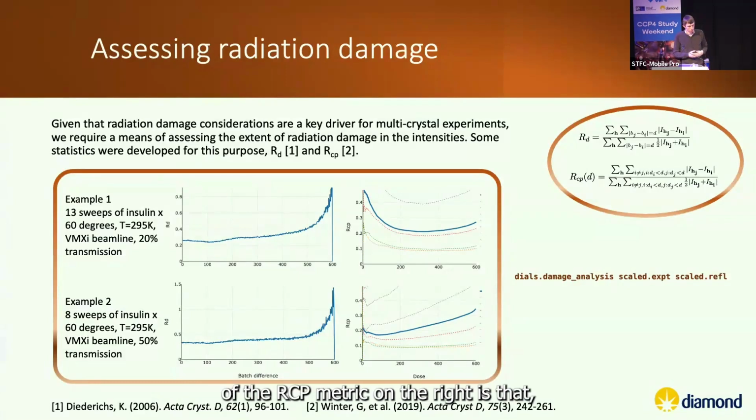The interpretation of the RCP metric on the right is that as you add more data, if that data agrees less well on average with the existing data, then the RCP number increases. So on the bottom right plot, you see that it quite steeply increases for the 50% transmission data, whereas above it at 20%, the slope is much less steep.